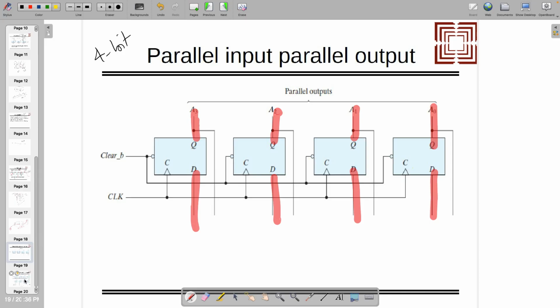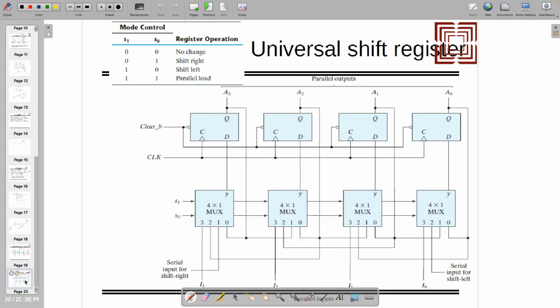Okay, so now let's look at the last one, which is the universal shift register. Universal means it can shift in any way, right or left. We understand the functionality of the 4x1 mux, right? Do we understand? Okay, how does it work? Bansi, tell me, how does the 4x1 mux work?